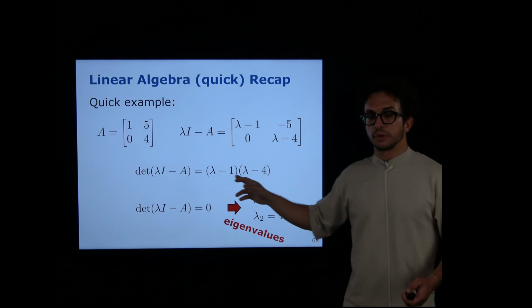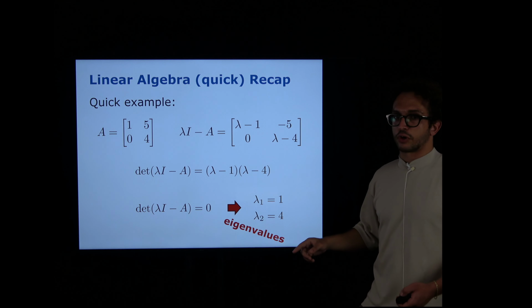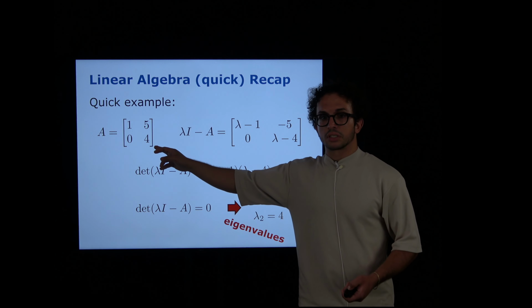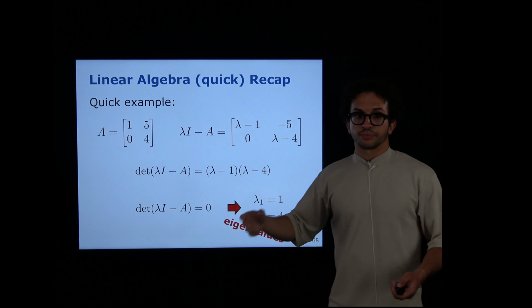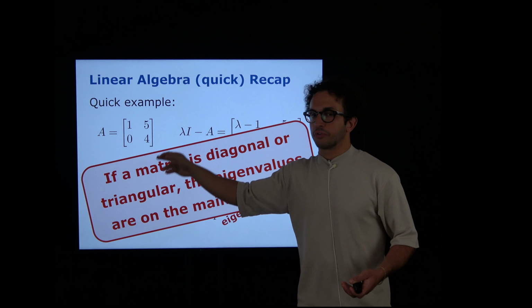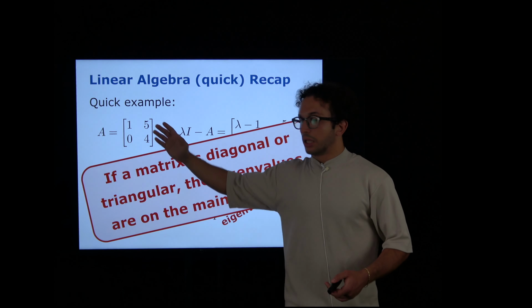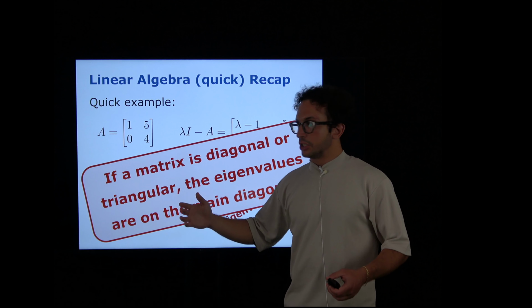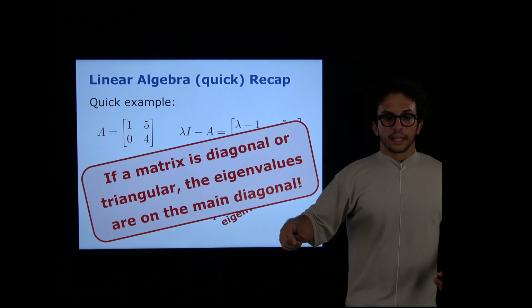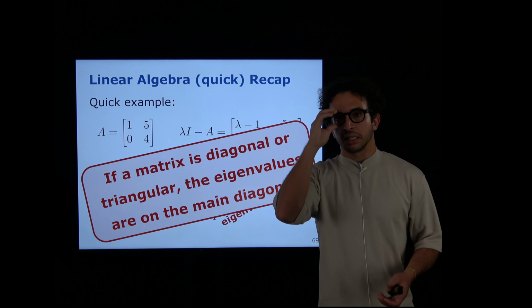Then you compute the determinant, and you find that the determinant is equal to 0 for lambda equal to 1 and lambda equal to 4. This is expected because, if you remember, if a matrix is triangular or diagonal, the eigenvalues are actually on the main diagonal. So of course it's 1 or 4, because this matrix is triangular in fact. Triangular means that everything below or above the main diagonal is 0, which here happens because everything below the main diagonal is 0. And this holds also for diagonal matrices where everything below and above the main diagonal is equal to 0.